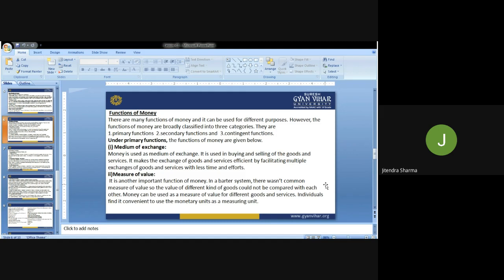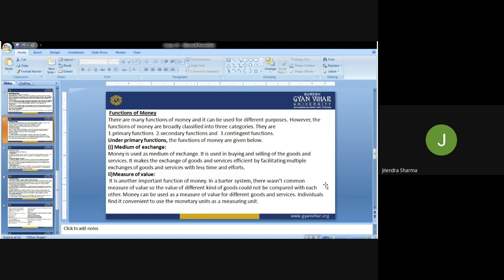It means here the money is responsible to facilitate the exchange function. You can easily complete the exchange if we have a trade via money. It is used in buying and selling of goods and services. It makes the exchange of goods and services efficient by facilitating multiple exchanges of goods and services with less time and effort.